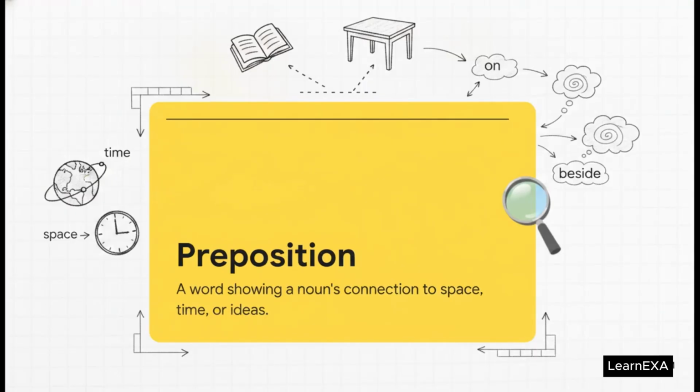So what exactly is a preposition anyway? Basically, it's simply a word placed before a noun or pronoun to show its connection to space, time, or ideas. I like to think of them as the managers of a sentence, right? If you just have two nouns, say a book and a table, they're just kind of floating in a void. But the very moment you add a preposition, like on, under, or beside, you suddenly manage their relationship. You give them a precise physical reality.